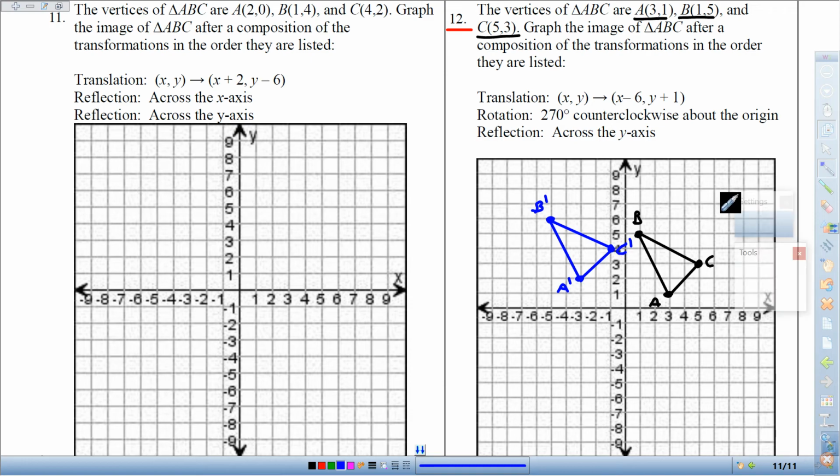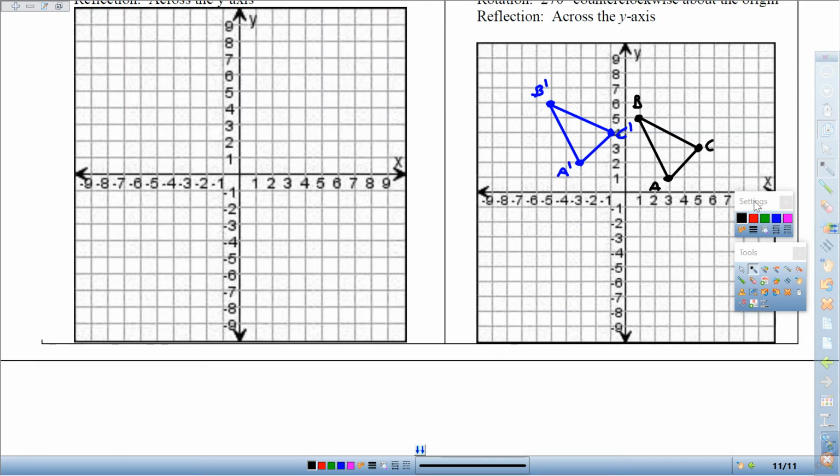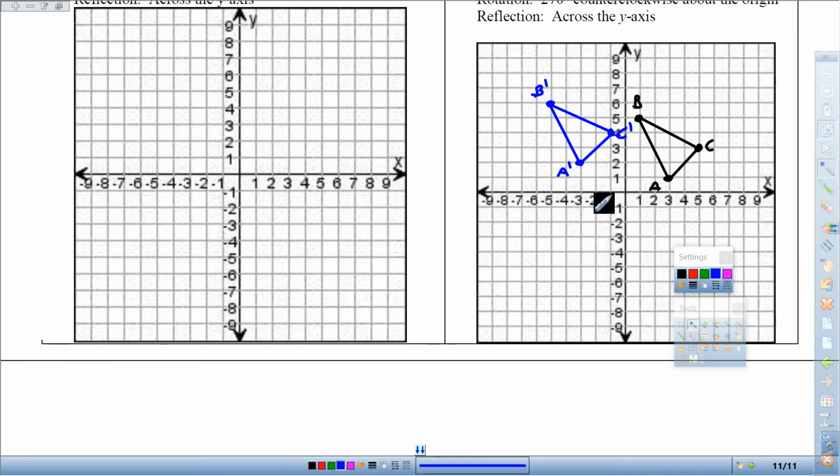All right, so off to the side, I didn't really leave myself any room here, but you'll want to get the coordinates. Yeah, I'll do that here. Let's get the coordinates and then apply the 270 rule. We'll do the coordinates together. A prime is at negative 3, 2. B prime is at negative 5, positive 6. C prime, negative 1, positive 4.